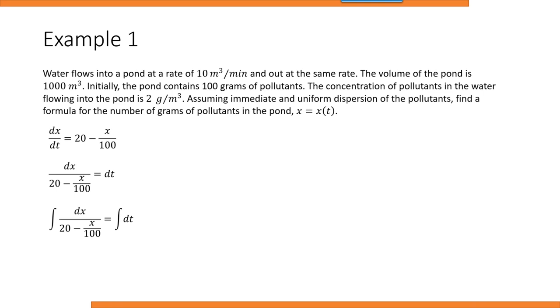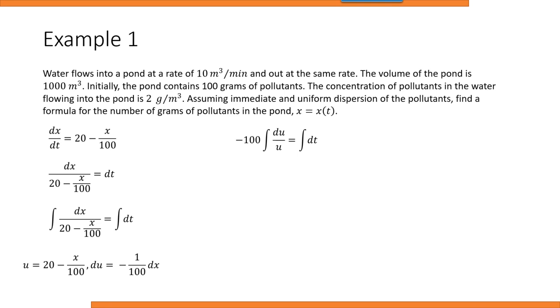For the left side, this does require u substitution. It's worth it to write it out, even if you feel pretty comfortable with doing some u substitution in your head. Here, the u would just be the entire denominator, 20 minus x over 100, which means that du is equal to negative 1 over 100 dx. Substituting that into the left side of our equation, I'm going to end up with a negative 100 out front times the integral of du over u. And now I'm ready to integrate both sides of this.